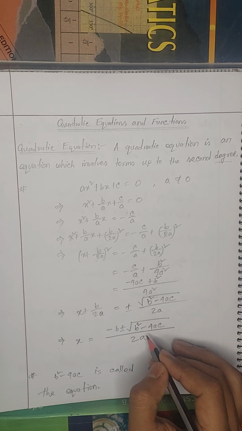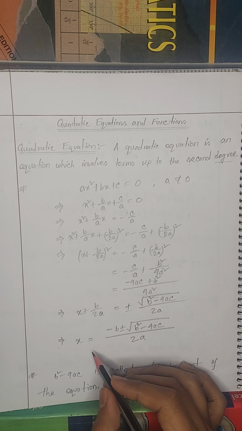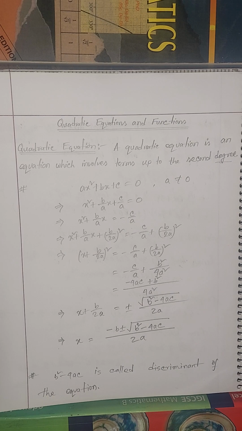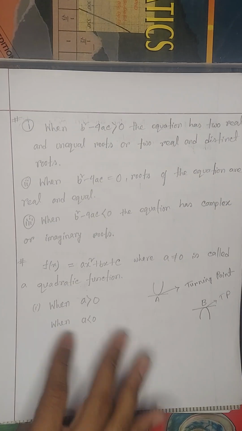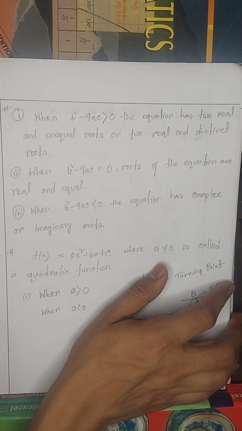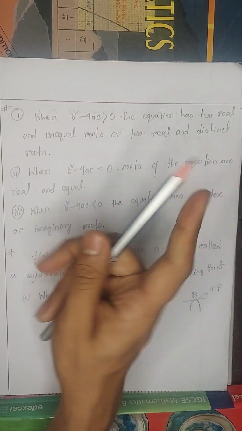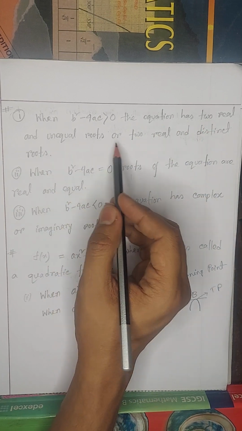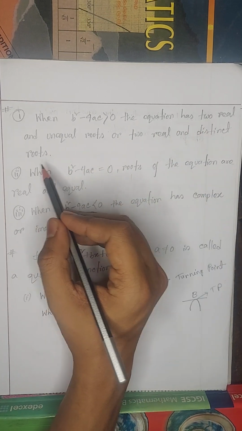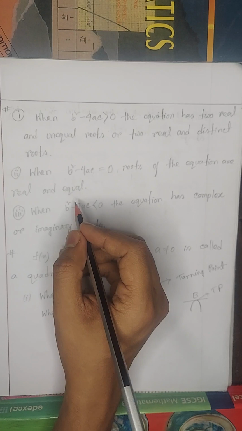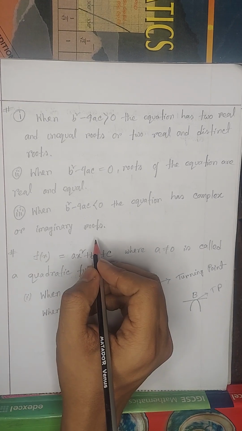The value of this part, b square minus 4ac, will determine the nature of the value of x. We will see in the next page: when this discriminant b square minus 4ac is greater than 0, then the equation has two real and unequal roots, or two real and distinct roots. When b square minus 4ac is equal to 0, the roots of the equation are real and equal. And when b square minus 4ac is less than 0, the equation has complex or imaginary roots.